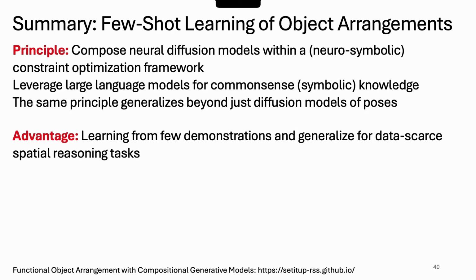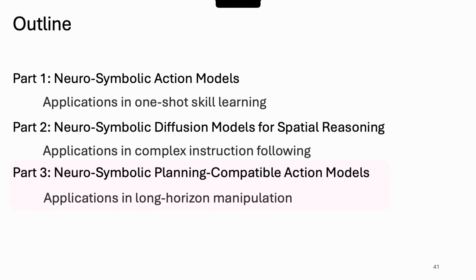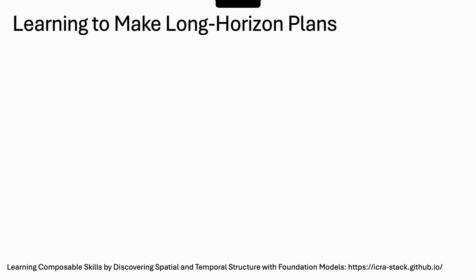Okay, so far our reasoning is still about space, but in order to really solve long horizon tasks, you need to reason about things temporally. Therefore, in the next part of the talk, I'm going to talk about neuro-symbolic planning compatible action models. So let me clarify the problem setting we're looking at here. We're trying to do learning to solve long horizon planning. Let's say we have some data, which is in our case 10 demonstrations about a particular task.